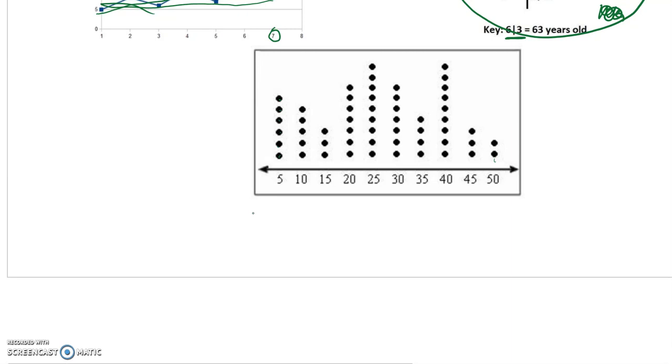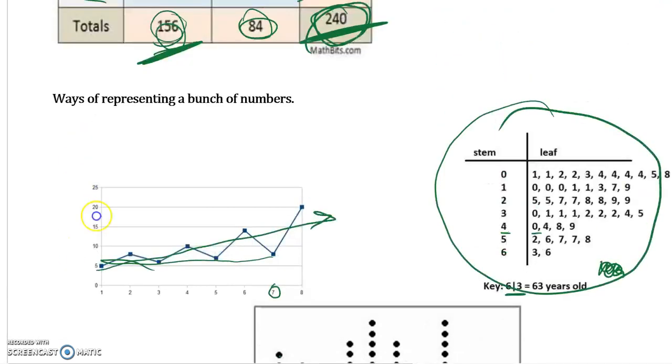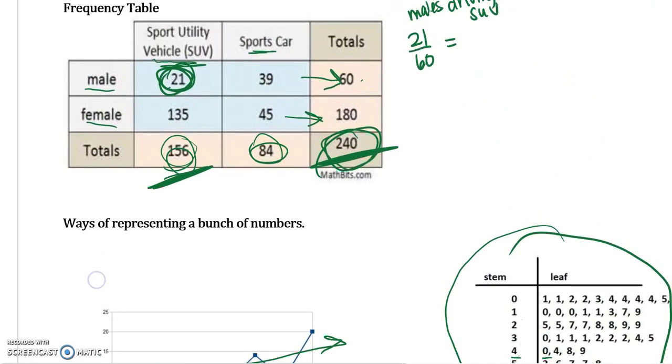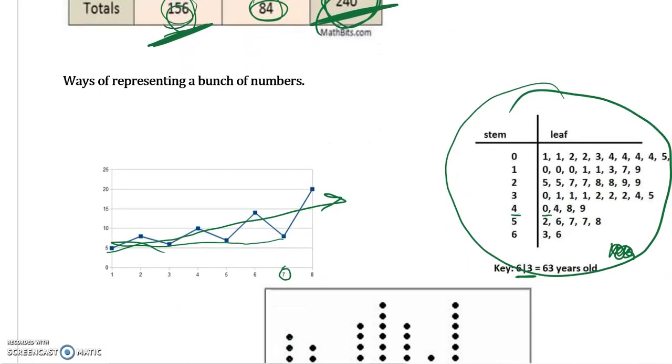So feel free to rewind and write down any notes that you need to. And when you have finished, show me your notes and I will give you your worksheet.